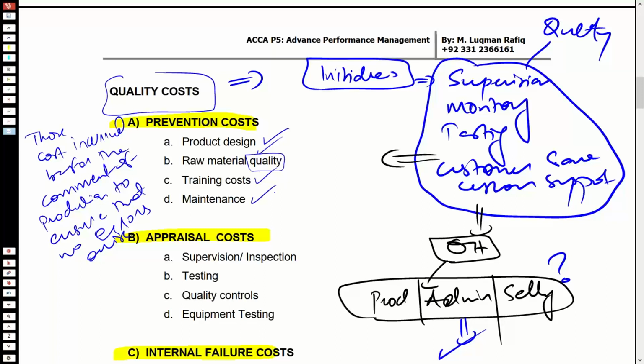Now, the next thing that you need to understand is that there is this quality appraisal cost. What exactly do you mean by quality appraisal? The quality appraisal costs are those costs which are incurred during the production phase just to make sure that no issues arise with respect to quality. That is going to be considered as your quality appraisal cost.